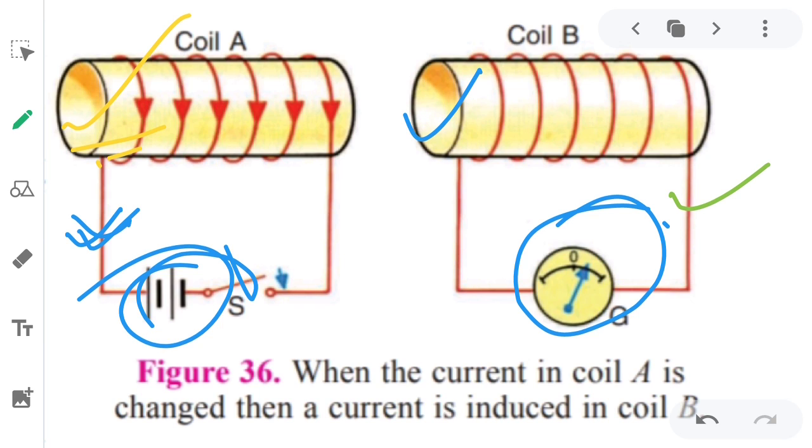Okay, so this is how we induce the current in electromagnetic coils. That is the induction of current. Hence you are passing current in this coil, and current is being induced in this coil. Okay, so that is also a method of inducing current, but through this method you will get a very weak current.